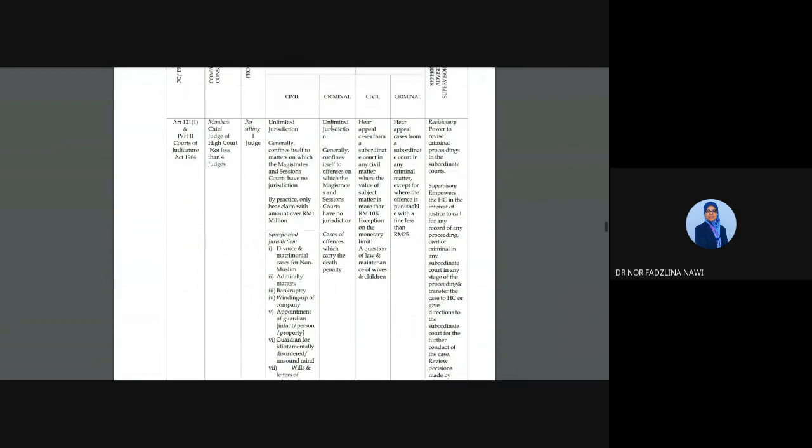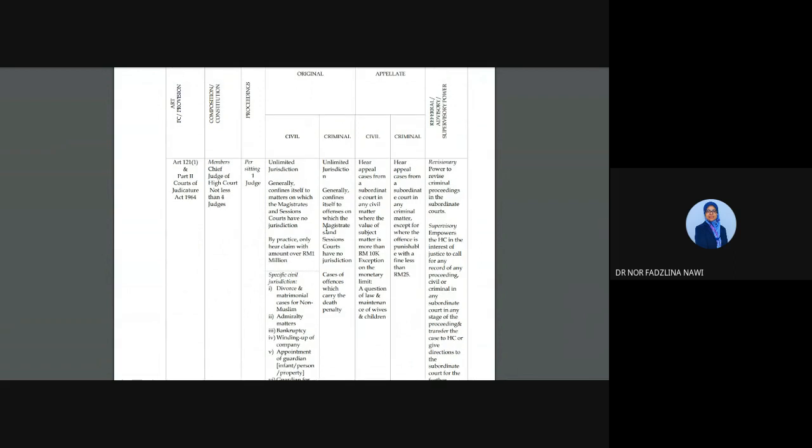For criminal jurisdiction, they can hear cases which usually, of course, carry the death penalty. So that is their usual jurisdiction. If you hear cases under 302 or 304 and so on, and they carry a death penalty, the case will be tried in the High Court. As for their appellate jurisdiction, they can hear cases from the subordinate court, appeals and so on.